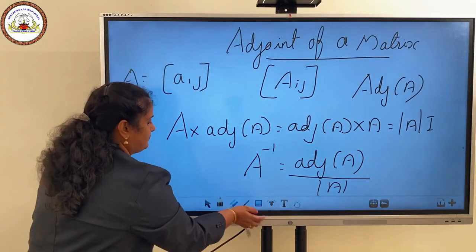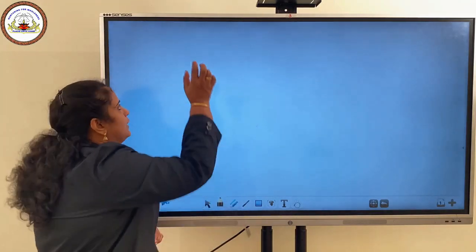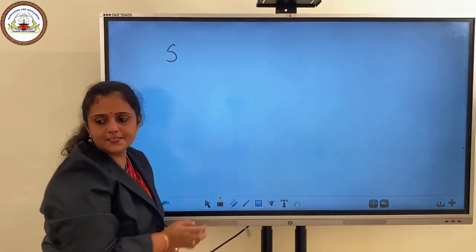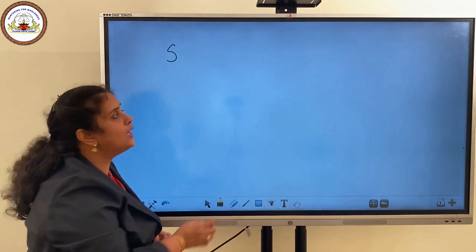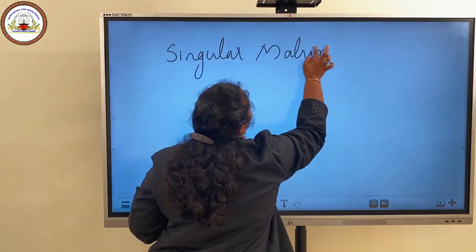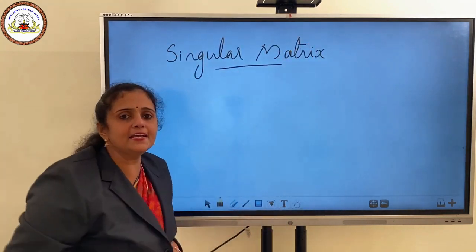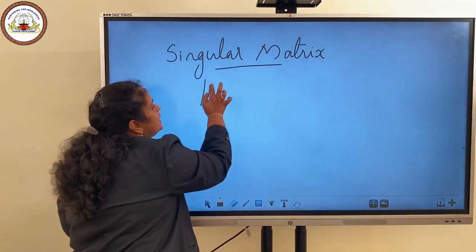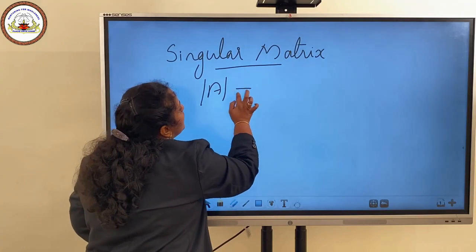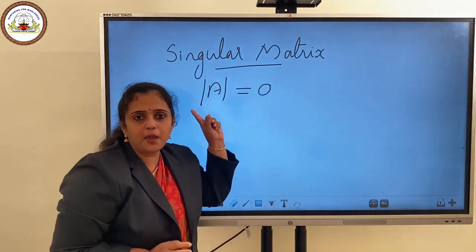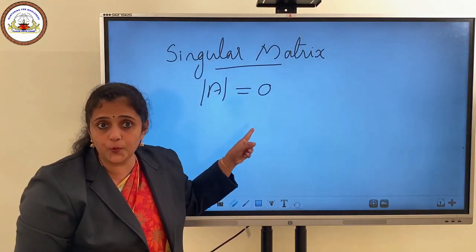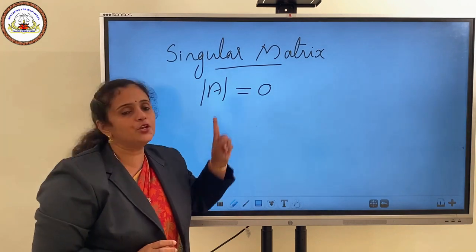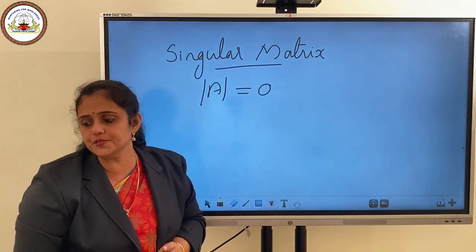The next topic, what is meant by singular? The next topic is singular matrix. A matrix A is said to be singular if determinant of A is equal to 0.